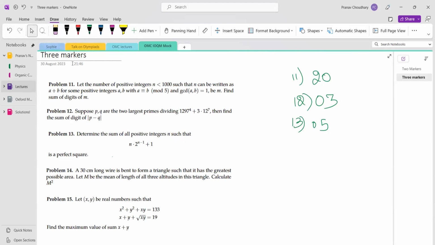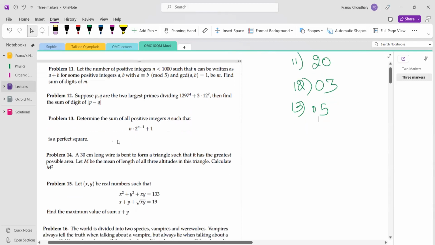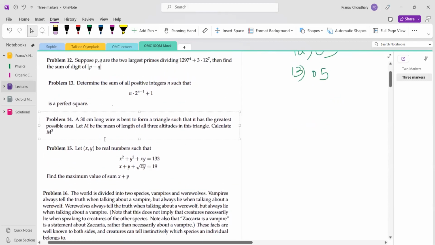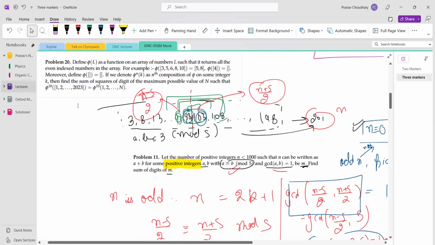Okay, I think apart from these, all the 3 markers were relatively easier, so we can just quickly do those. Let's move on to question 14.